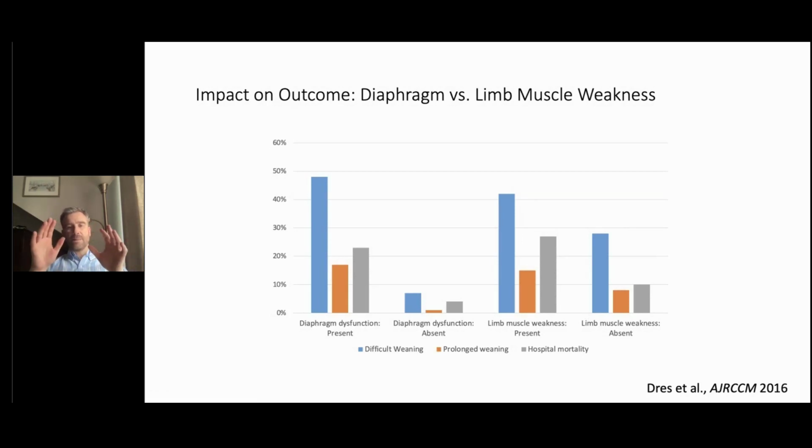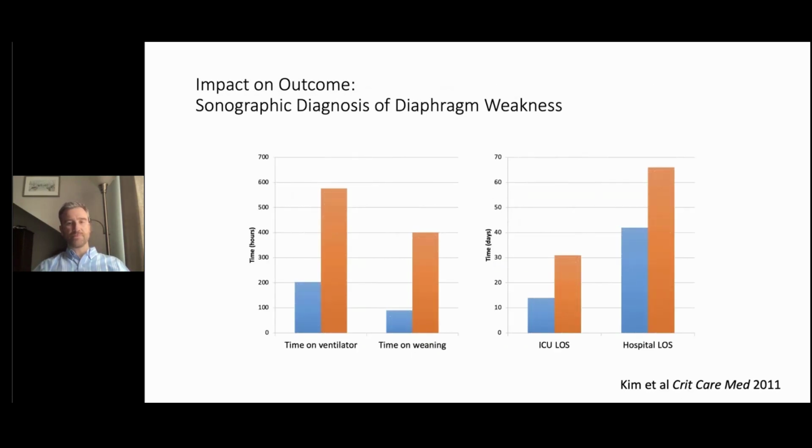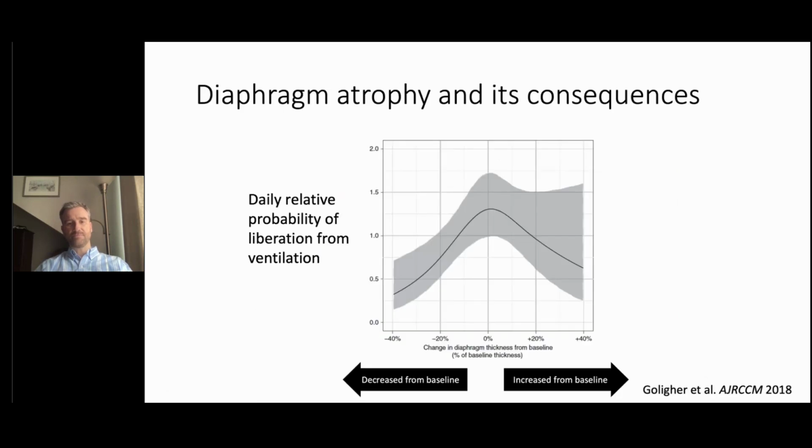So what's important to appreciate is that ventilator-induced diaphragm dysfunction and diaphragm weakness is not perfectly correlated to limb muscle weakness, and that weaning outcomes are much more affected by diaphragm dysfunction than they are by limb muscle dysfunction. Similarly, patients with diaphragm dysfunction measured in ultrasound, here shown in the orange bars, have a higher time on ventilator, a more prolonged time on weaning, and a more prolonged ICU and hospital length of stay in comparison to patients without diaphragm dysfunction.